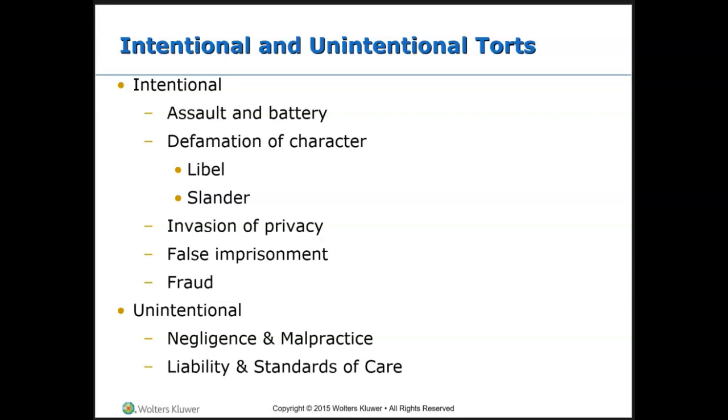Libel is the defamation of character in writing. So if you're libel, that defaming stuff is all in writing, right? Oftentimes, celebrities will sue gossip papers for libel, right? Slander is the defamation of character by spoken word.